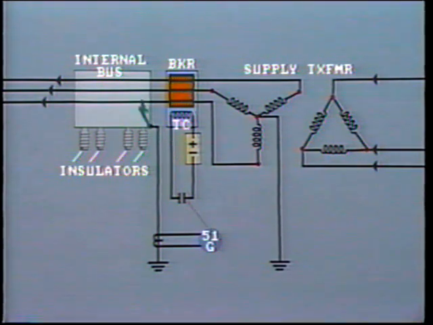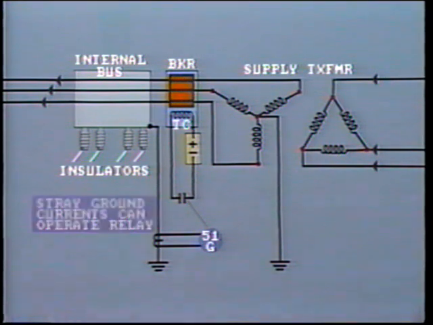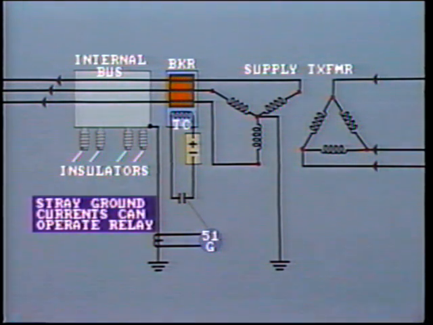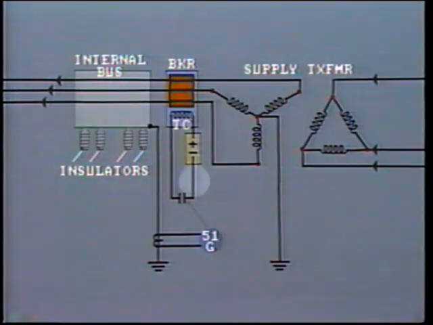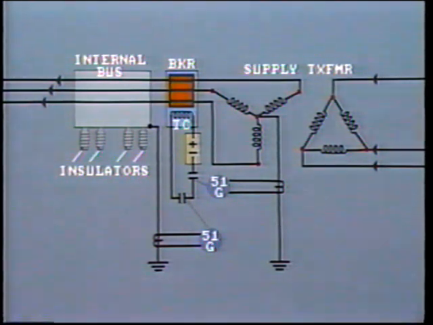Now, if a ground fault does occur on the bus, the fault current will flow down to ground through the CT and so operate the overcurrent relay. One problem with this method is that stray ground currents can cause inadvertent operation of the relay. One way to avoid this is by fitting a supervisory contact in the overcurrent relay tripping circuit.